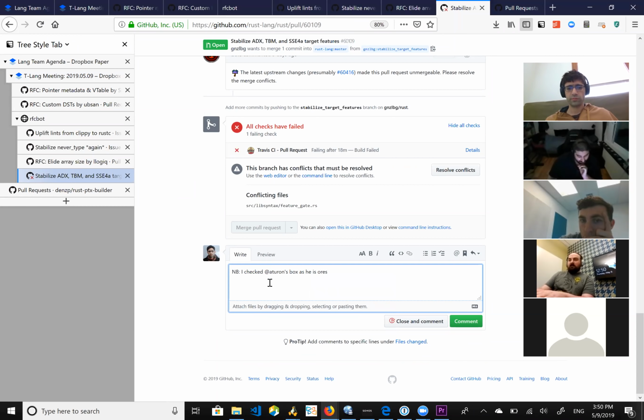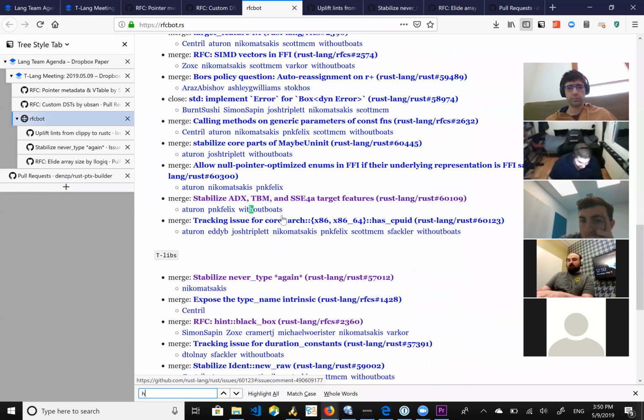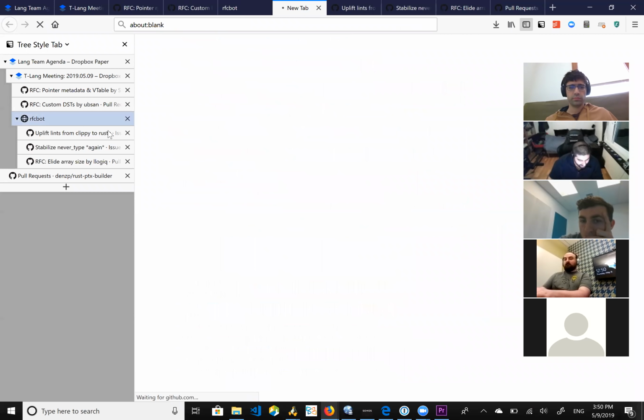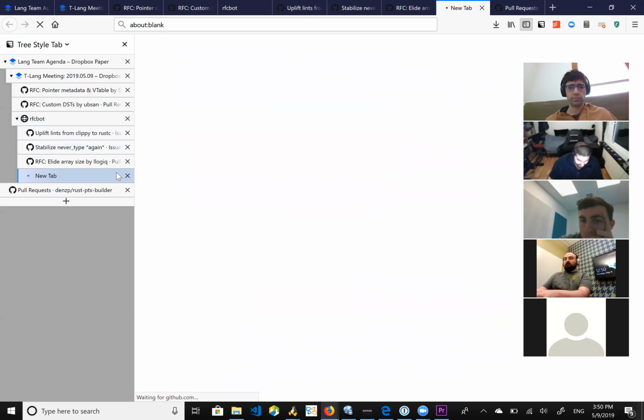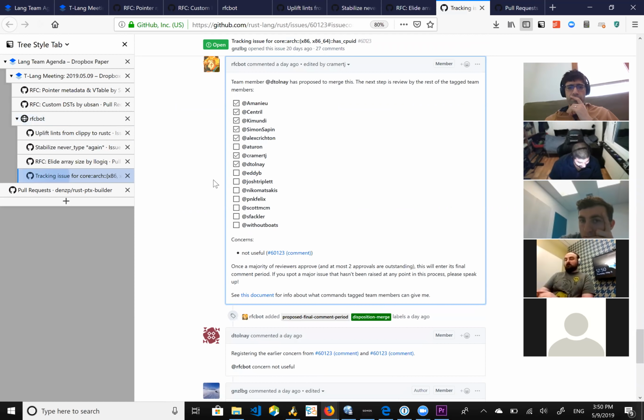The has CPU ID is just take a look at it. It's a small thing. Has CPU ID. Yes, it's an intrinsic. Platform specific intrinsic. The allow not pointer optimized enums, you could take a look at that one and see if you want to take your box. It's my thorough review. Okay.